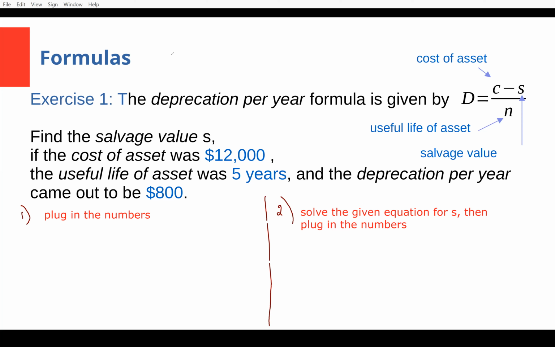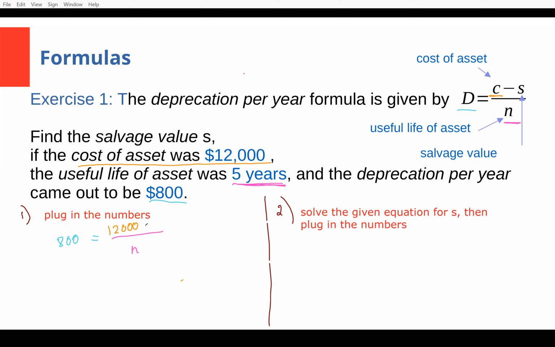Here is how I would start it, and I will ask you to finish it. So this is the D, right? This is the D. So it is 800. Now equals. Now these are the years, the N. So they will be under the division line. Now the last piece of information that I do know is that the cost of the asset was $12,000. So it's this C, right? So it was $12,000. And then this S we are missing.